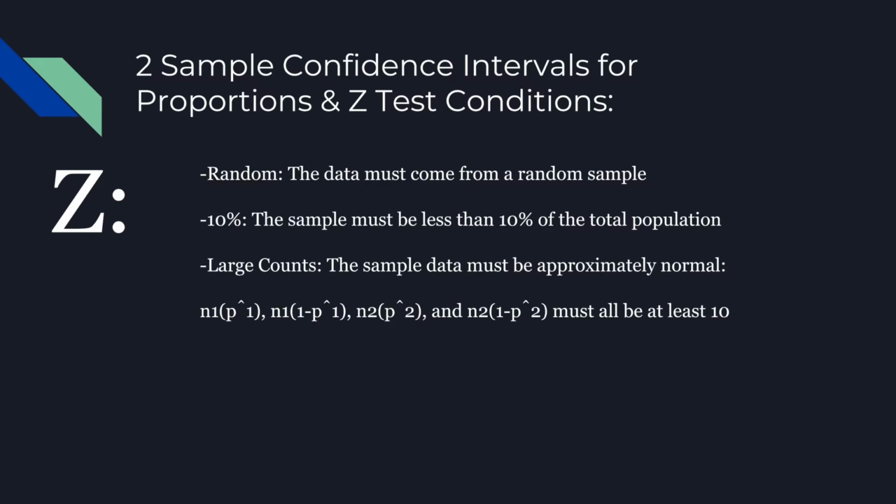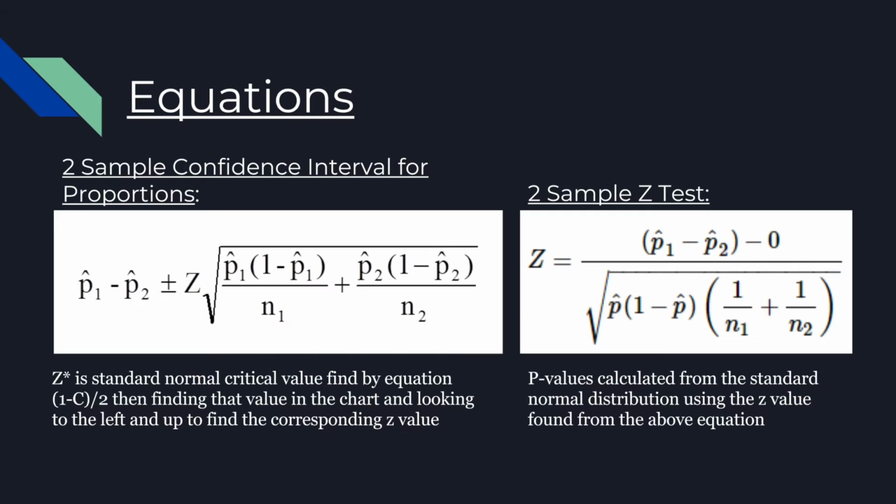All right, so first we're going to look at z-tests and z-intervals. Our conditions are, the first one is that it has to be random. The data must come from a random sample. The second one is 10%. We all know that one. The large counts, remember, you have to do p hat times n1, and then n1 times 1 minus p hat. The equations are here, so just make sure you remember how to do large counts, and all of these must be at least 10.